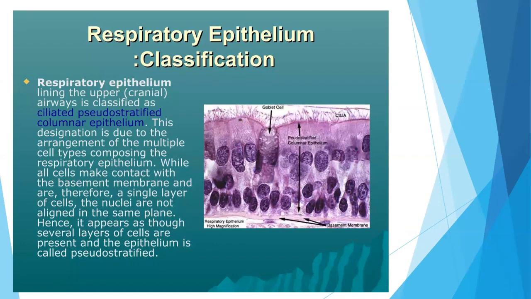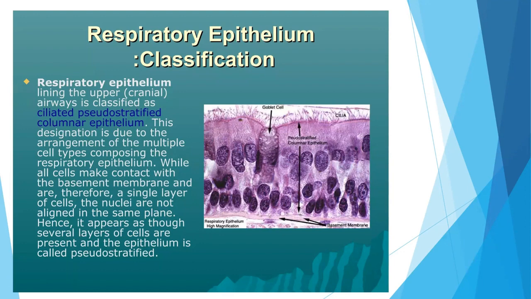The respiratory epithelium lining the upper cranial airways is classified as ciliated pseudostratified columnar epithelium. This designation is due to the arrangement of the multiple cell types composing the respiratory epithelium. While all cells make contact with the basement membrane and are therefore a single layer of cells, the nuclei are not aligned in the same plane, and hence it appears as if several layers of cells are present, and the epithelium is called pseudostratified epithelium.